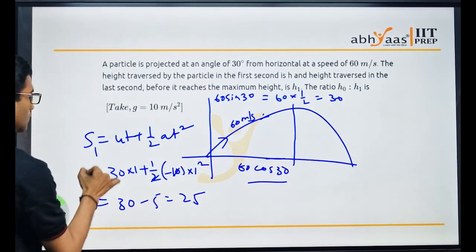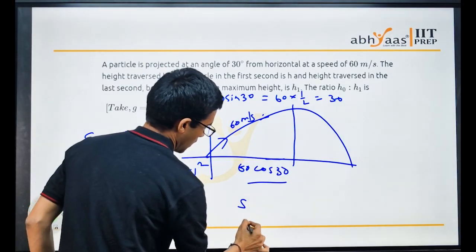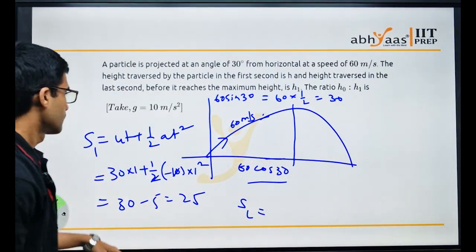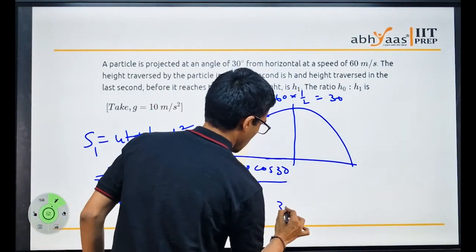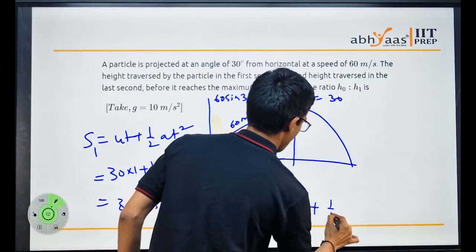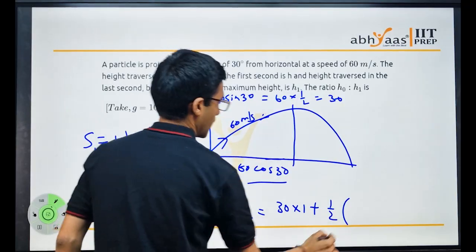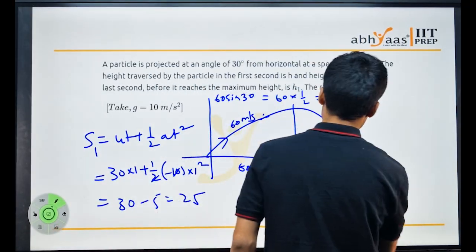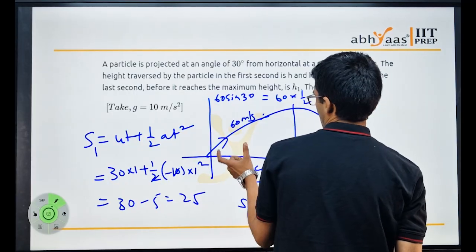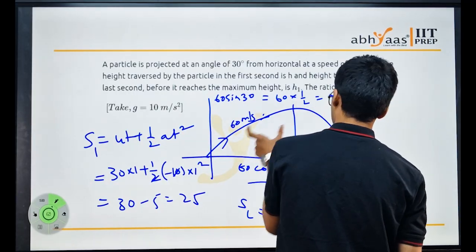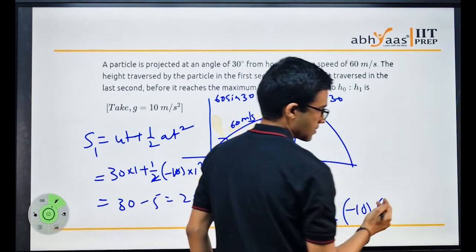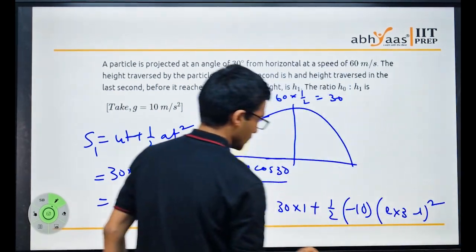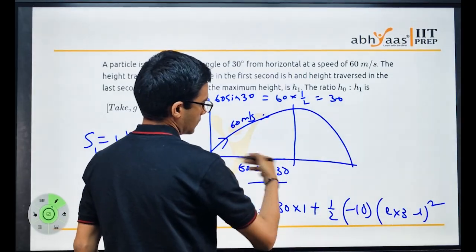Similarly, what will you get for the last second? 30 into 1 plus 1 by 2 into minus 10 into, how many seconds will it take to reach that point? 3 seconds. So last second means 2 into 3 minus 1, square. So you just try to calculate. It takes 6 seconds in total.